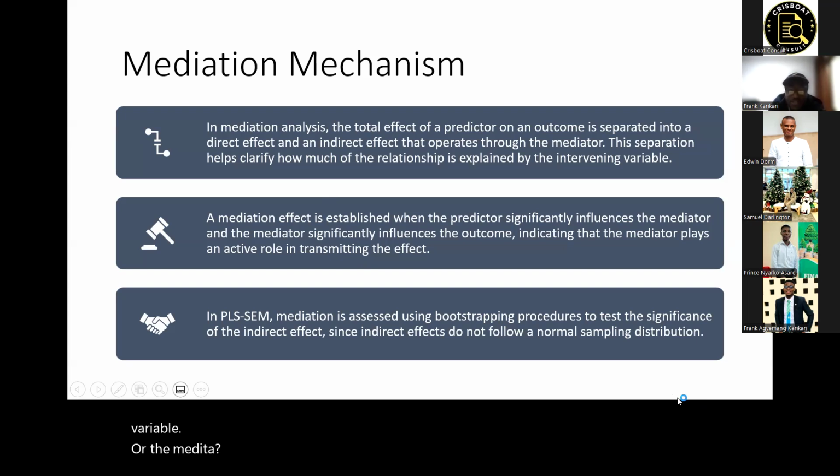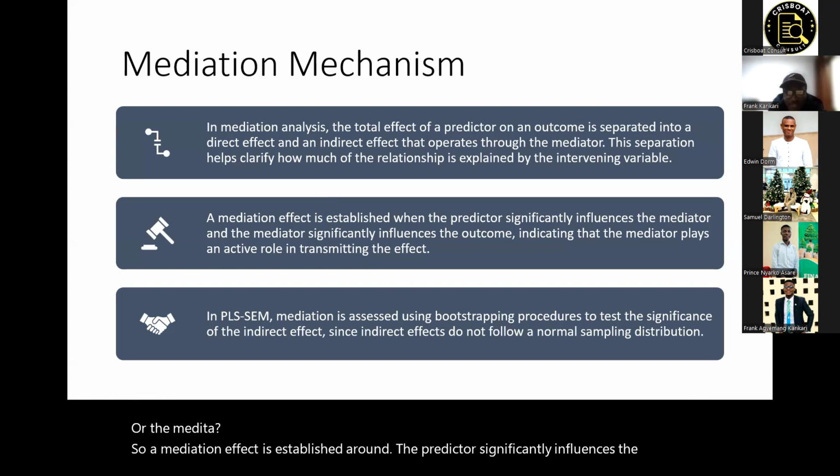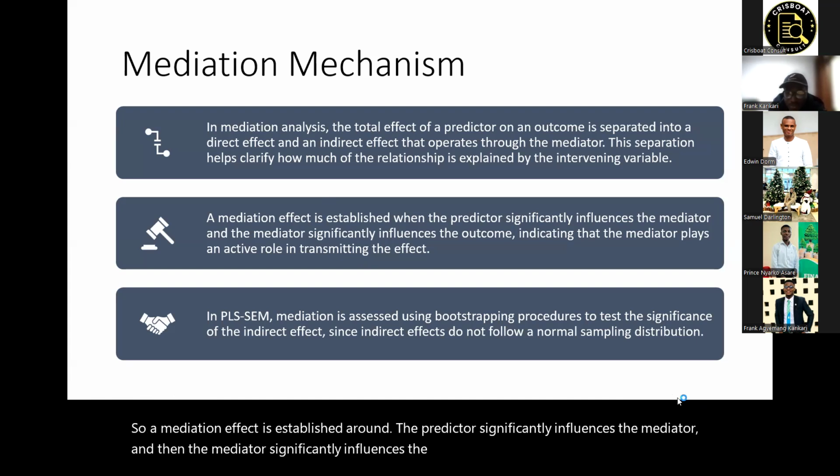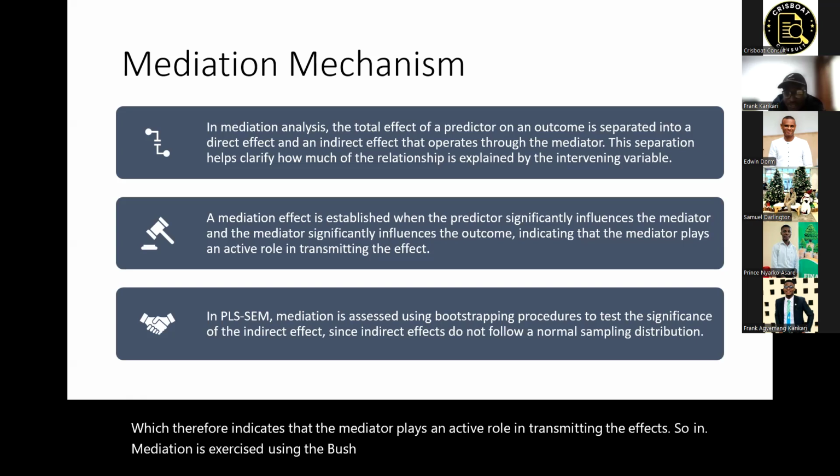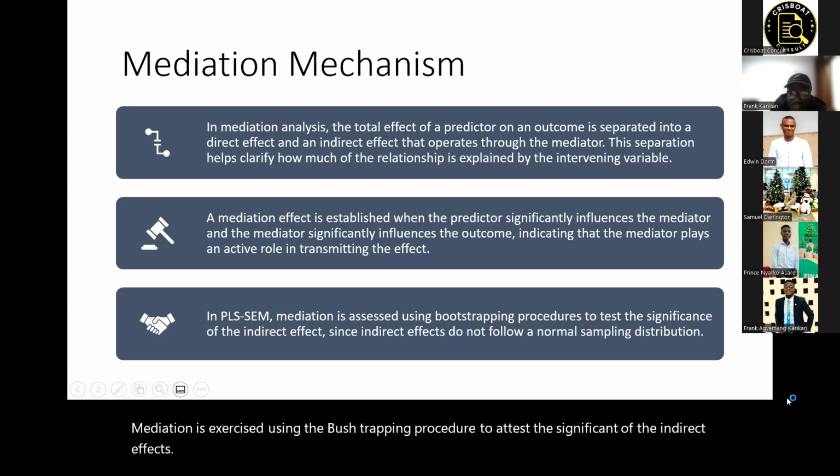So a mediation effect is established when the predictor significantly influences the mediator and then the mediator significantly influences the outcome, which therefore indicates that the mediator plays an active role in transmitting the effect. So in sum, mediation is assessed using the bootstrapping procedure to test the significance of the indirect effects. So last week we did this kind of bootstrapping.